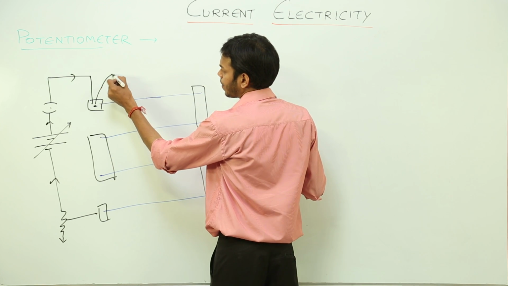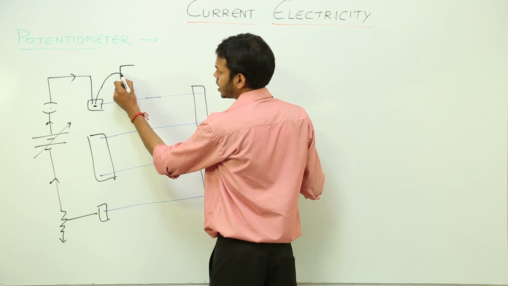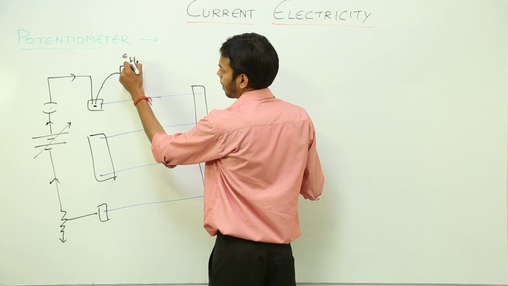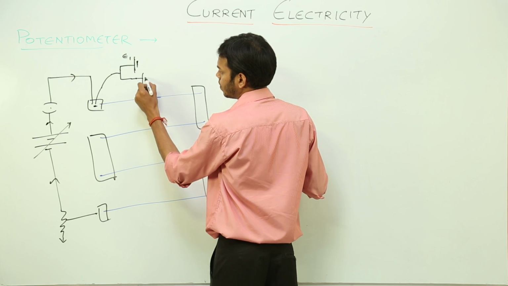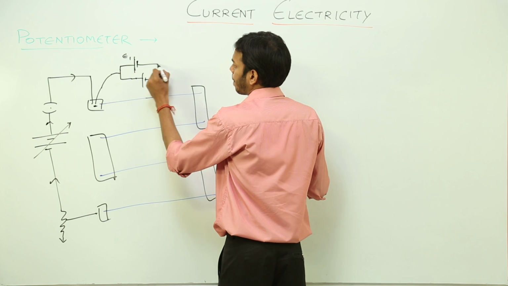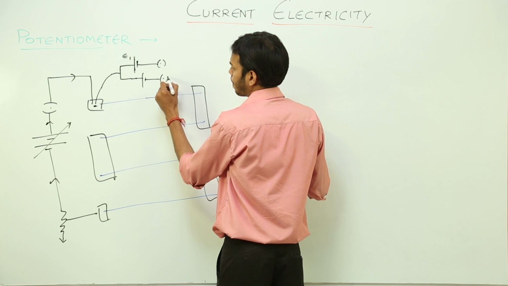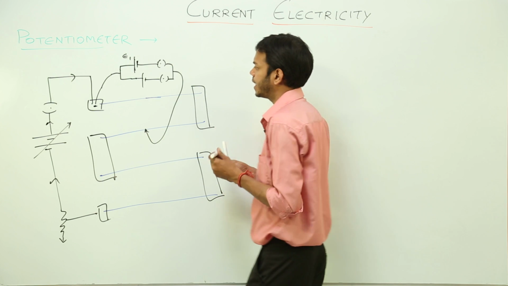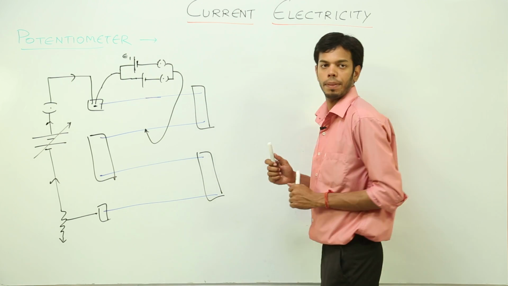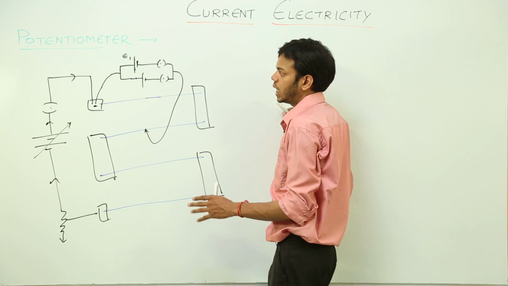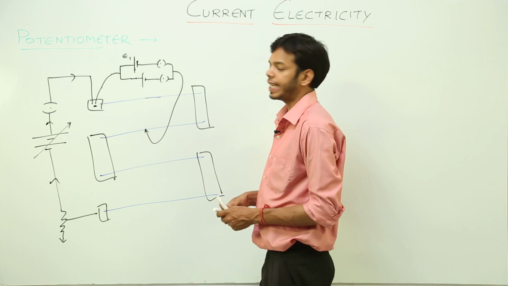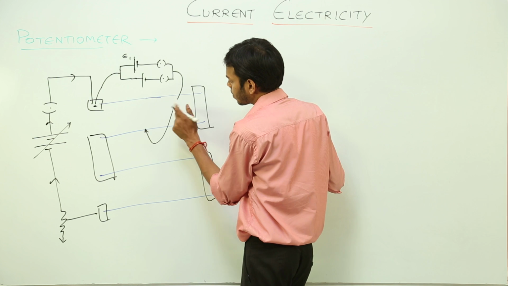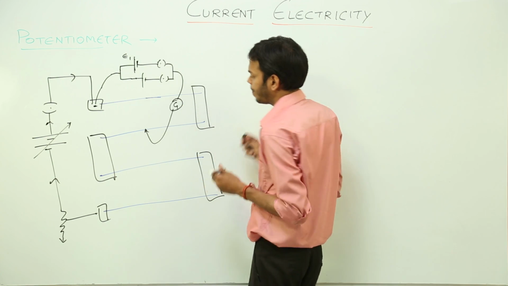With this wire, I made two connections, one here. This is cell E1 and another cell E2. Switches and then the jockey, which is connected here. For example, what is this jockey representing? Where is the voltmeter? Where is the galvanometer? See, here we have a galvanometer.